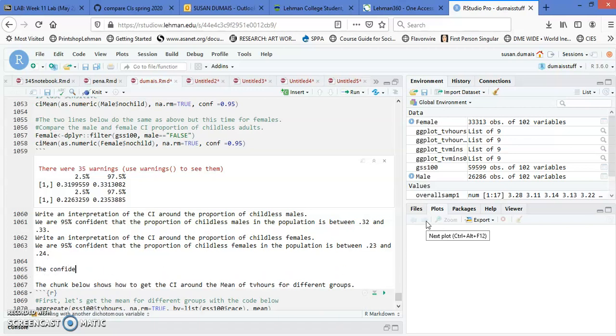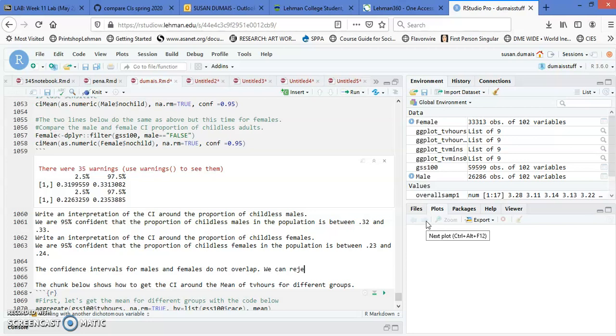The confidence intervals for males and females do not overlap, right? Females go between 23% and 24% childless, whereas males are between 32 and 33% childless. So there is a difference between the two groups.